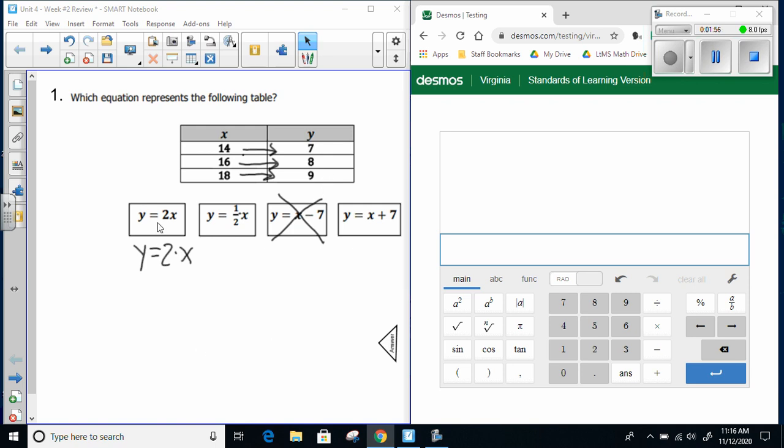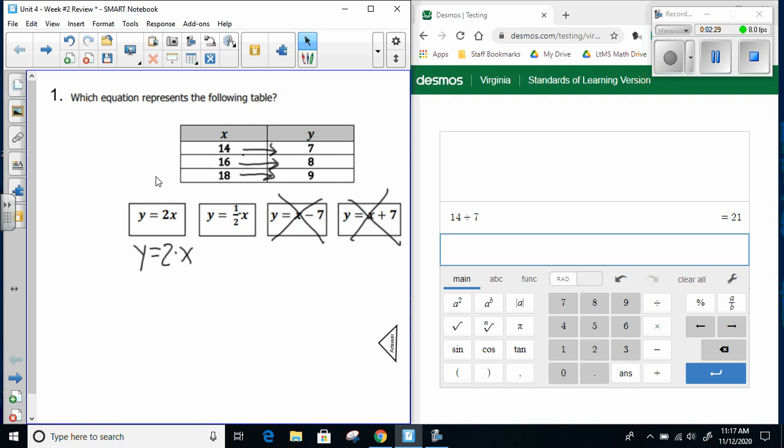So if I wanted to check my other equations, I could use Desmos to help me if I don't notice a pattern. So the first row tells me that when X is 14, Y should be 7. So one of the equations I have here says Y equals X plus 7. If I take this X value of 14 and I add 7 to it, like it says to in the equation, I get an answer of 21. And according to the table, my answer should be 7. So I know that X plus 7 is not a good choice here because it doesn't even work in the first row.